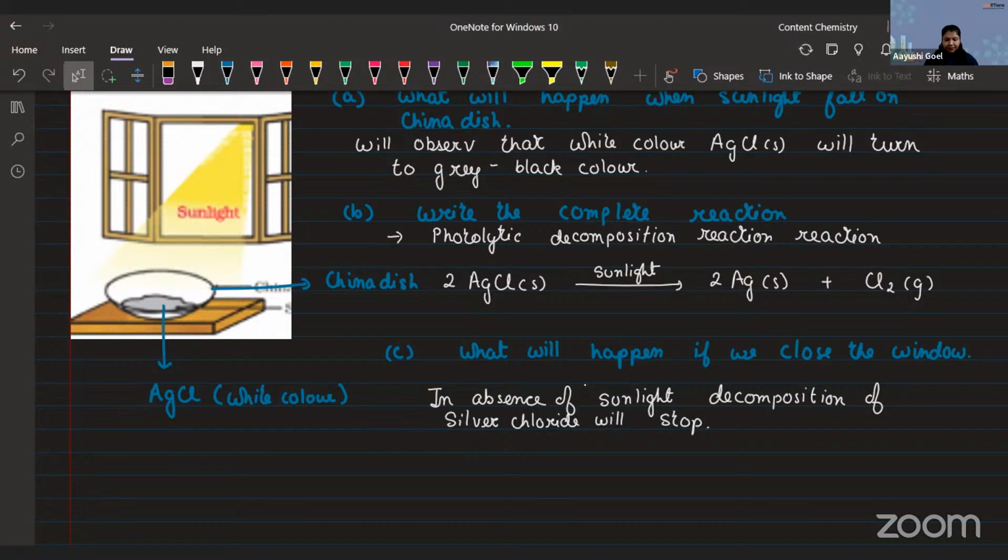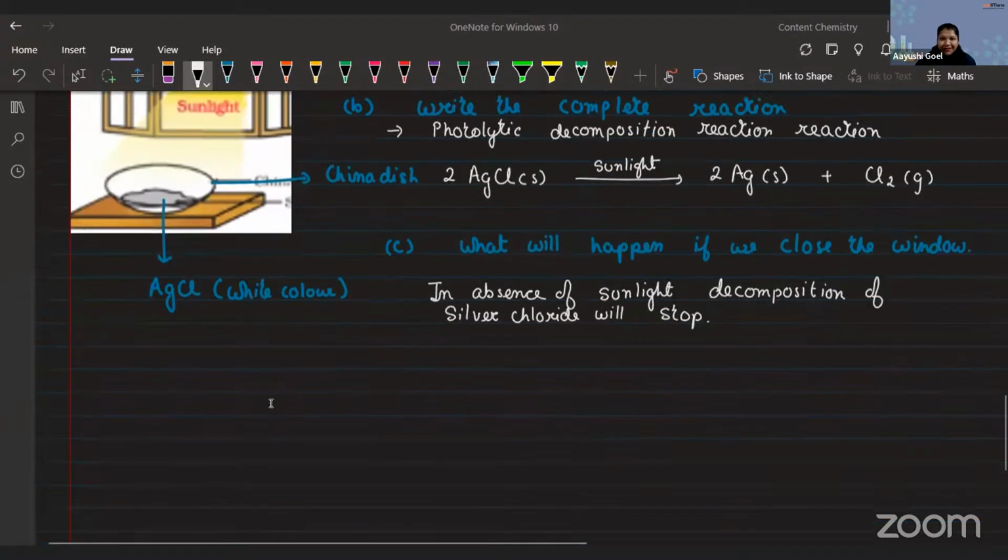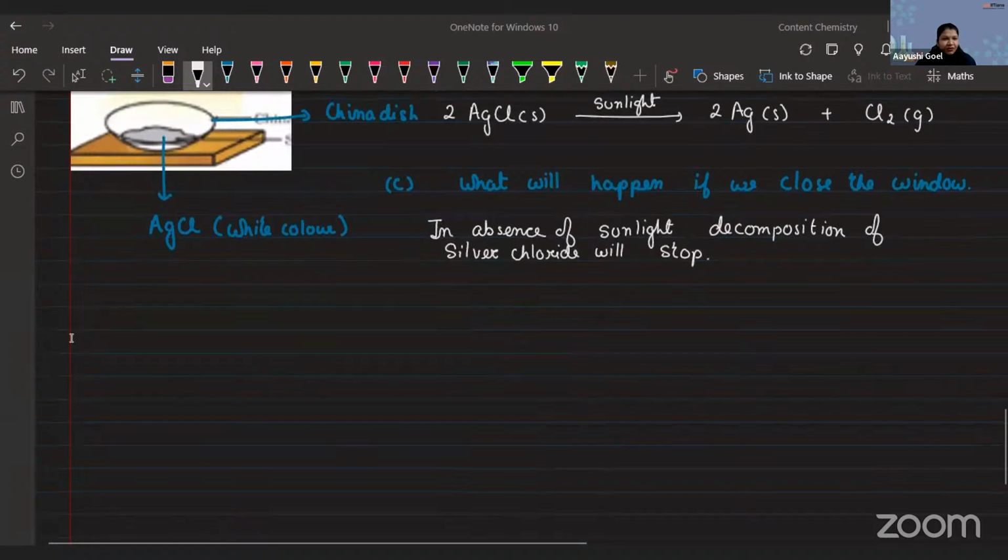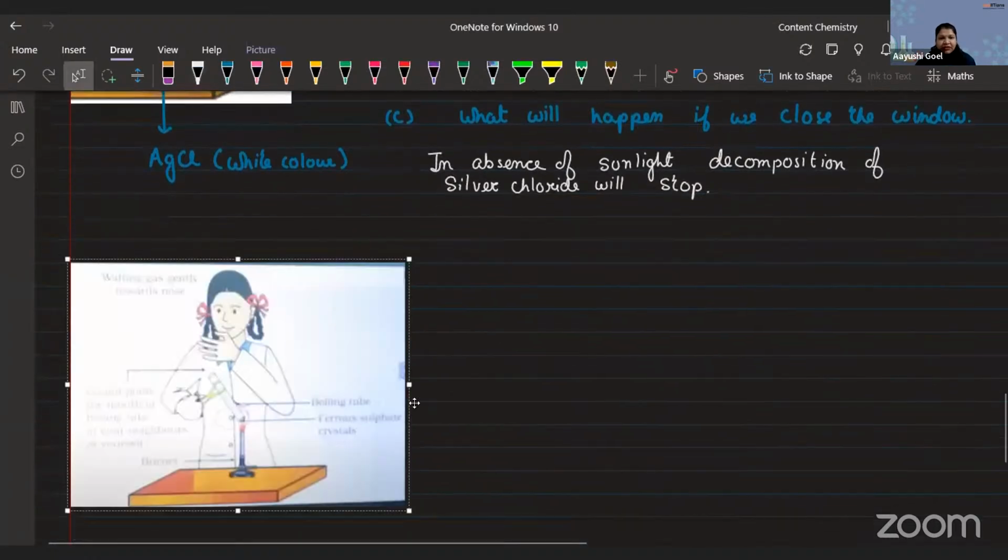Is that clear? That is the most important. But what will happen if the reaction will stop and the reaction will not be occurring? Did you understand this part? Good. Now let's go with the next reaction. This one.